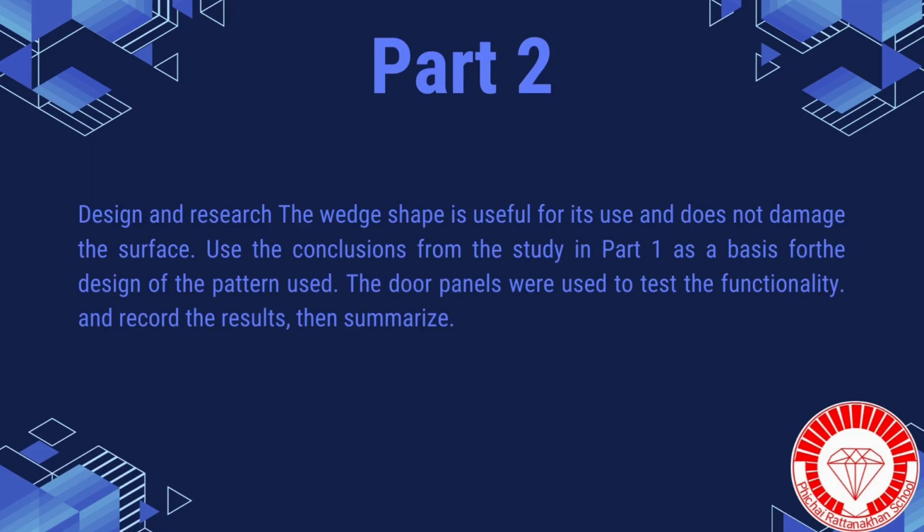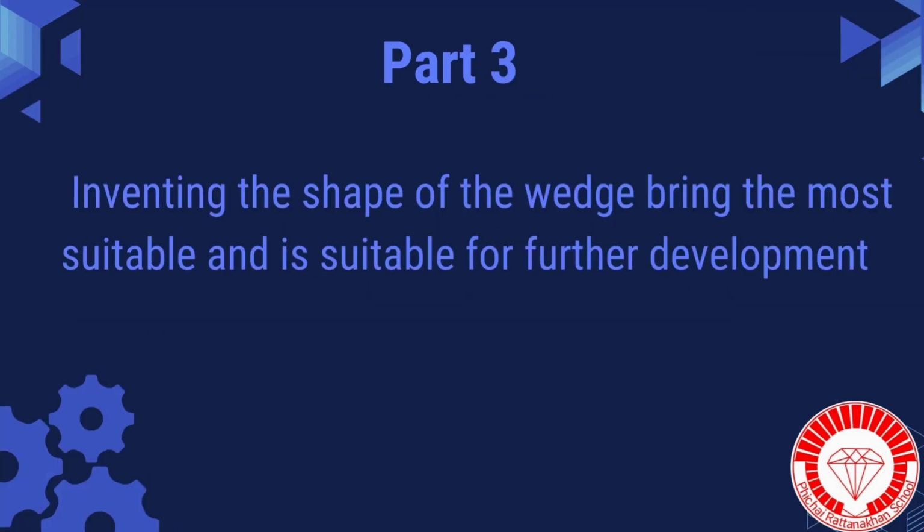Part 2. Design and research the shape that is useful for its use and does not damage the surface. Use the conclusion from the study in part 1 as a basis for the design of the pattern used. The door panels were used to test the functionality and record the results, then summarize. Part 3. Inventing the shape of the wedge, bring the most suitable and is suitable for further development.